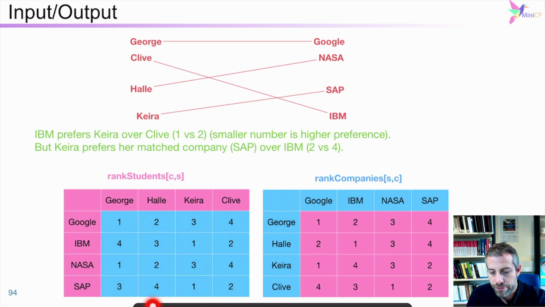And we have the same type of ranking for each student. So each student expressed their ranking for the companies. For instance, George would prefer to work first for Google, then IBM, then NASA, then SAP. But Clive would prefer to work first for NASA, then SAP, then IBM, then Google. And that's one possible stable matching. You can convince yourself that all the stability rules are satisfied for this example.